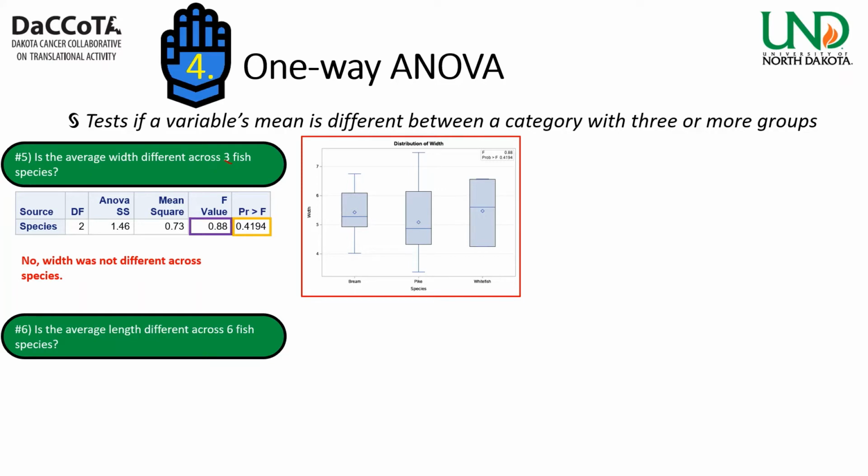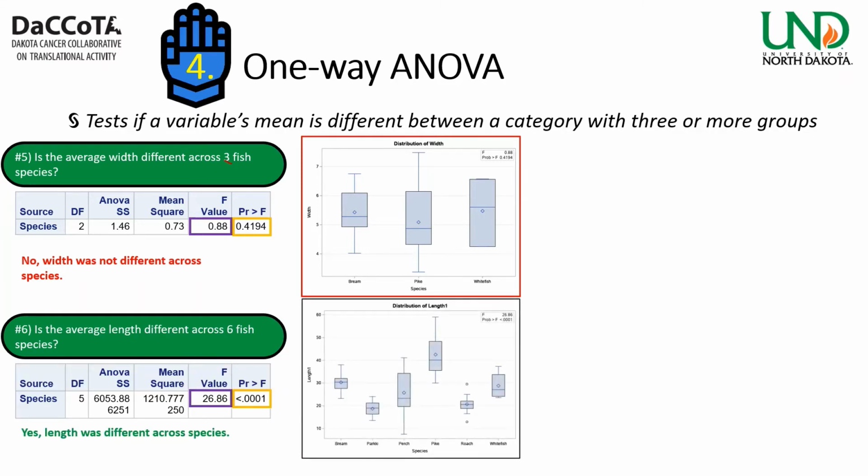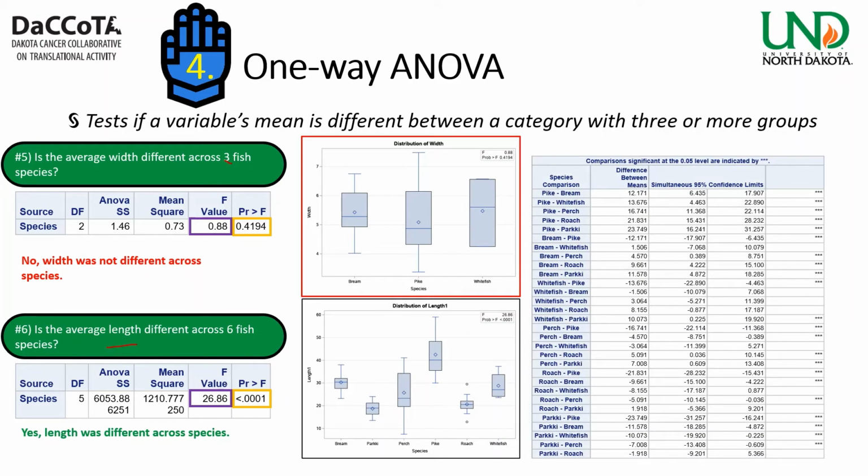What if we looked at 6 species, kind of broadened it out? And now this is significant. It was different across species. You can see that there's much more of, this is for length, not width. And so again, we'll have to look at this big table. There are other ways to do this in SAS, but this is kind of the simplest way to output it. It just takes more interpretation.